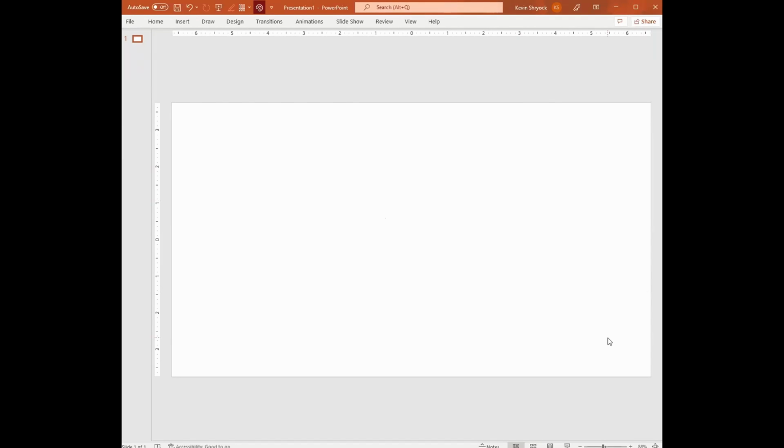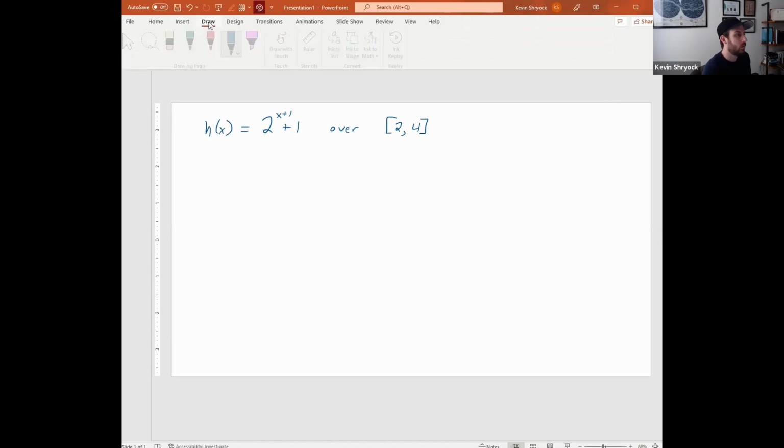Let me just read it. What is the average rate of change of h of x equals 2 to the power x plus 1 over the interval 2, 4? Yeah, the plus 1 is on the power too. Is it up here? Yeah.